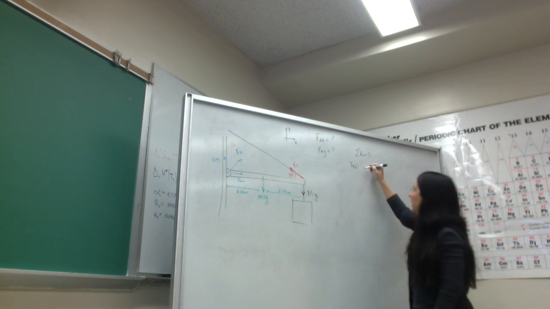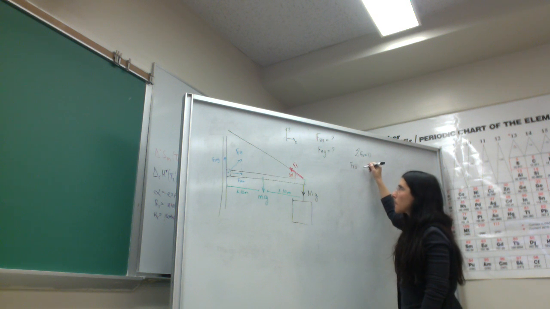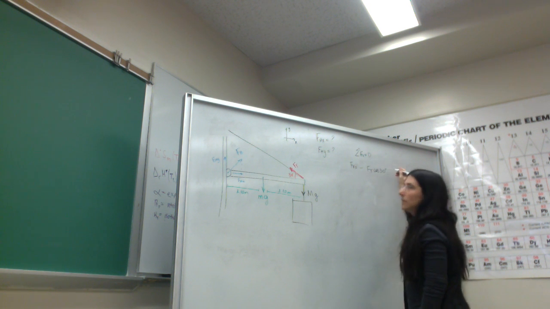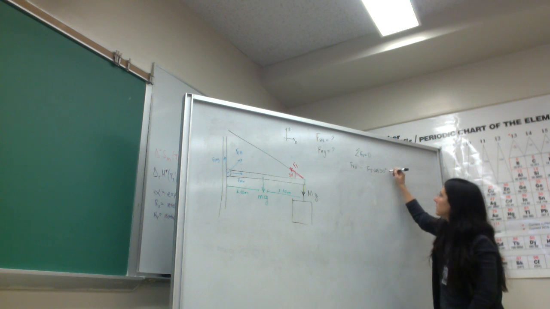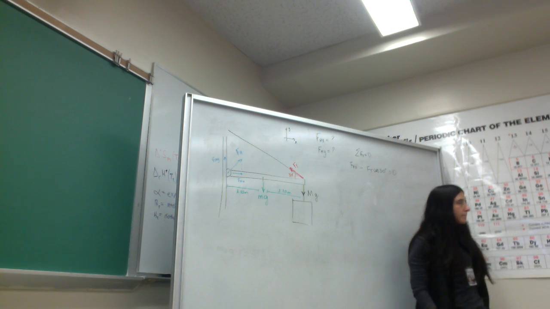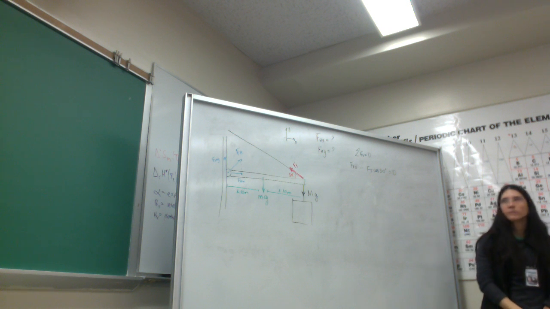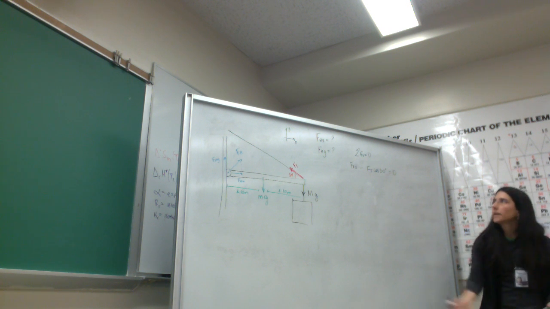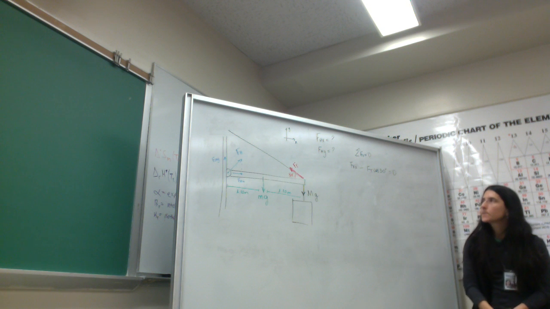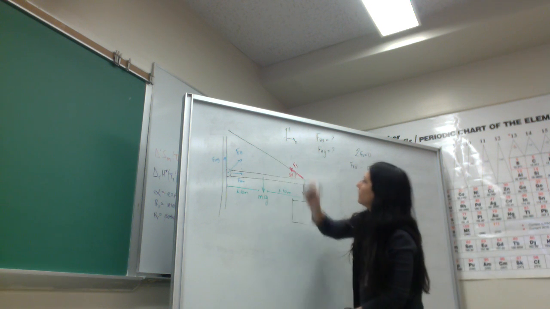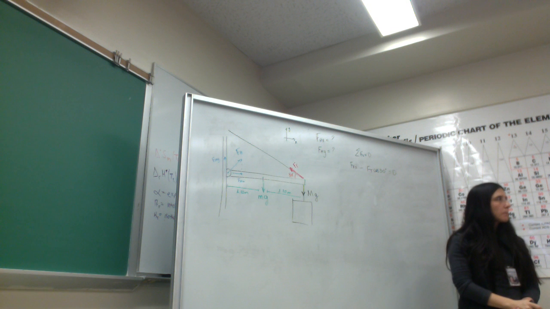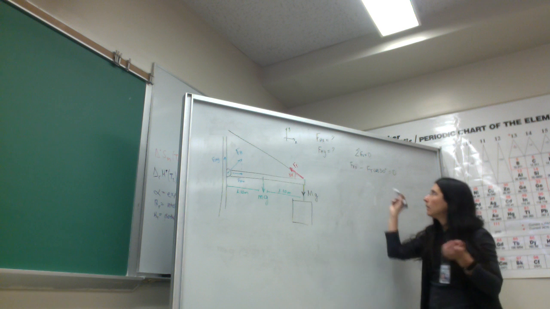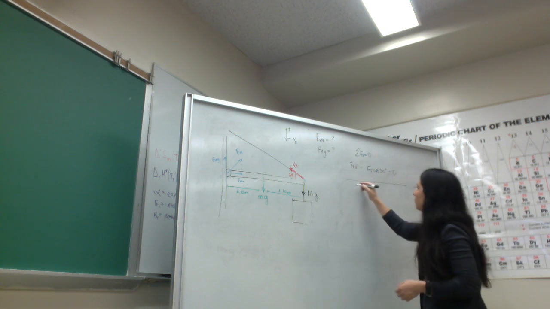FT. Plus or minus? Minus. Minus FT cosine of the angle. And that's it. There is nothing else in the x. This is 0. You're doing it minus because they are opposite. You don't know FT, right? So you have two unknowns. I cannot solve it, so I'll leave it like this, and I'm going to go to another one.